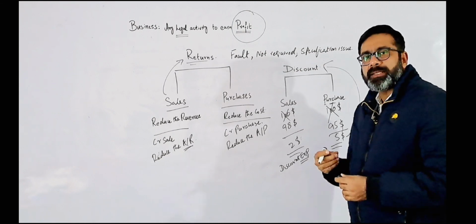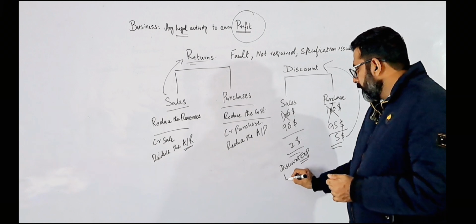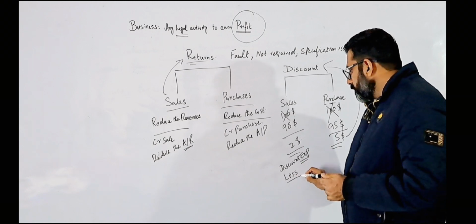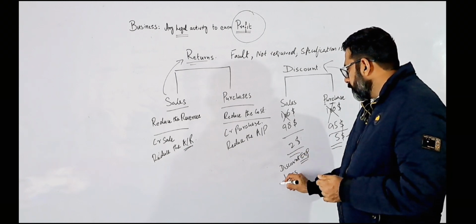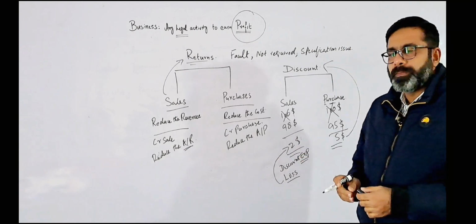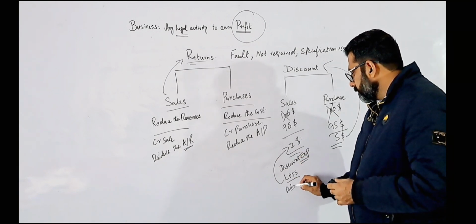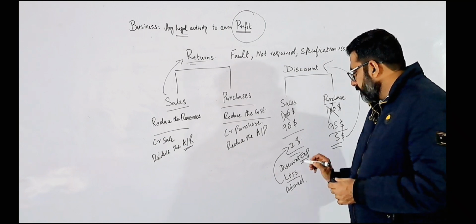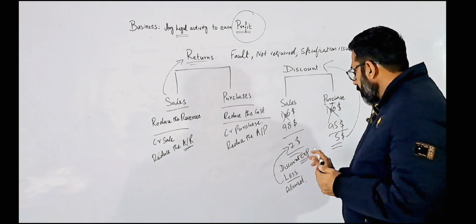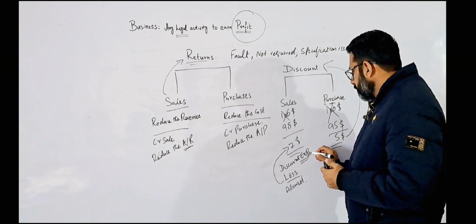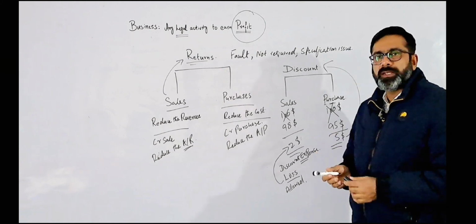This is the expense of the business, or simply you can say it is the loss for the business. The $2 amount is the loss of the business. So this is called what? The discount allowed. So the discount given to the customer is the discount allowed, and the discount allowed is what? That is the expense for the business.